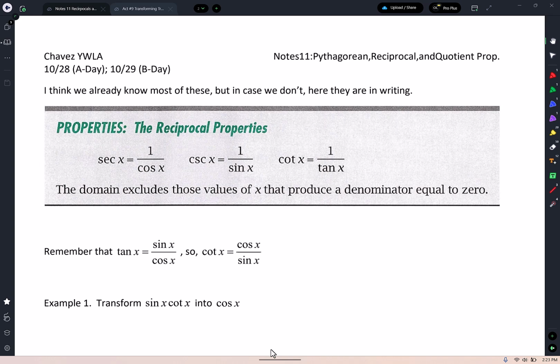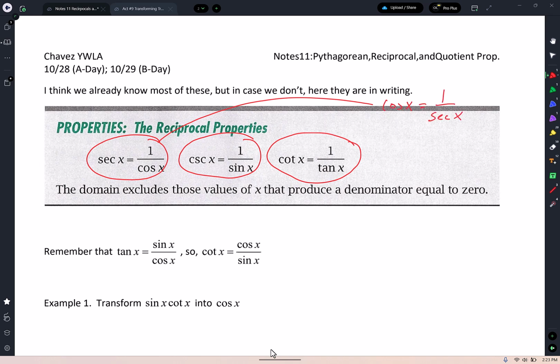So what do we already know? We know that secant x is 1 over cosine, because secant and cosine are reciprocals of each other. Cosecant x is 1 over sine x, and cotangent x is 1 over tan x. So that also implies that cosine x is 1 over secant x, because secant is the reciprocal of cosine. Sine x is the same thing as 1 over cosecant x, and tan x is 1 over cotangent x. So that implies that as well.